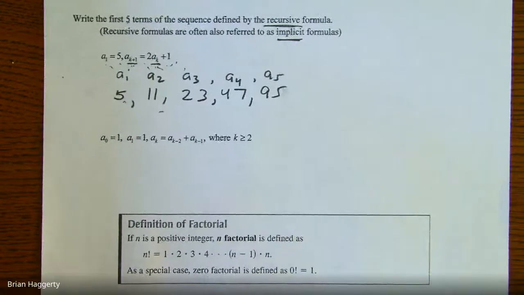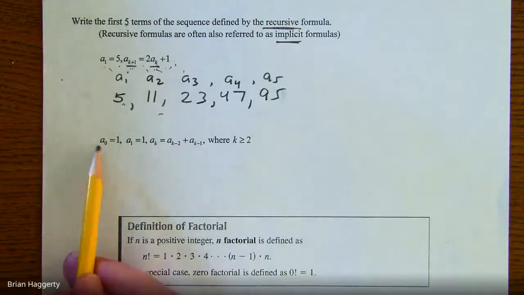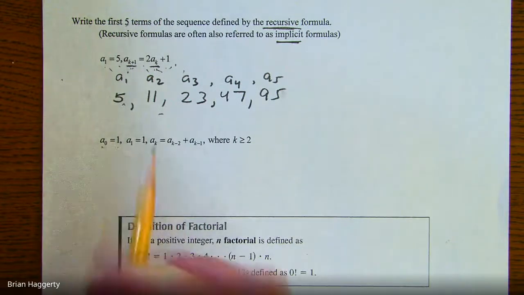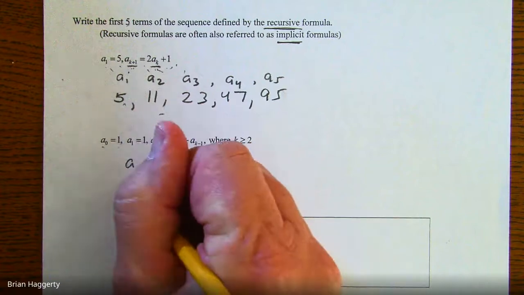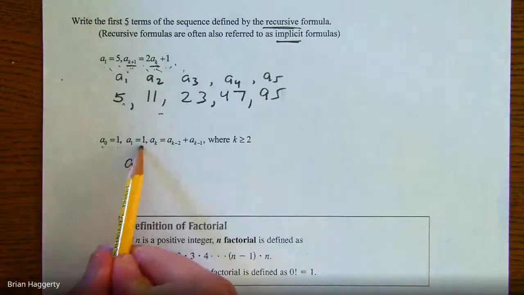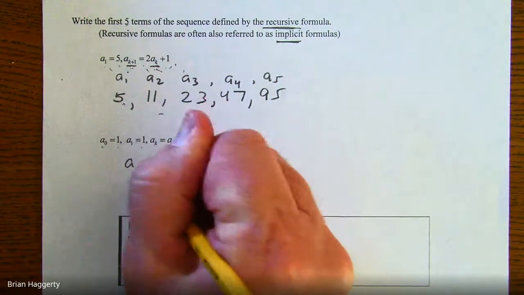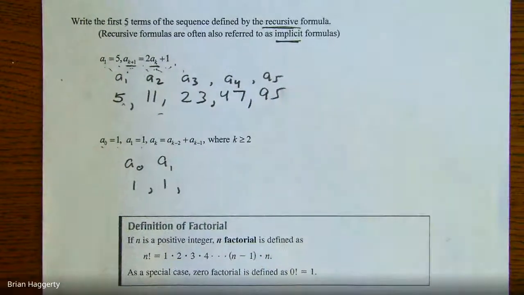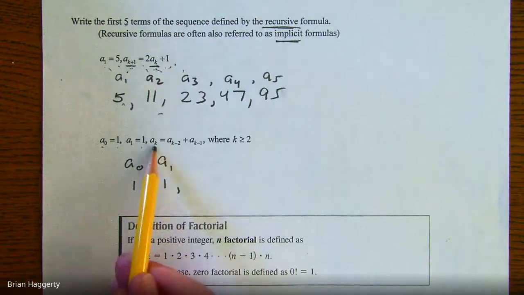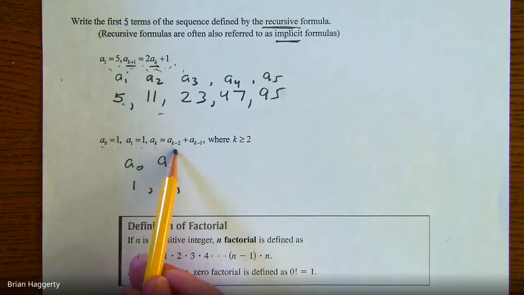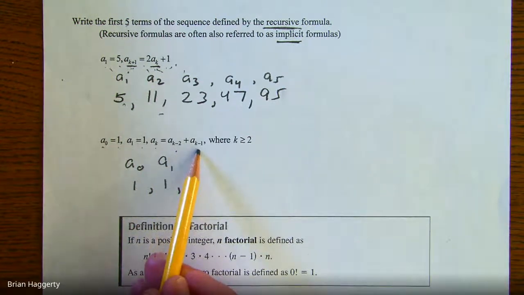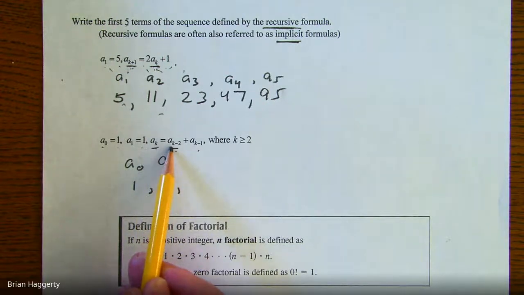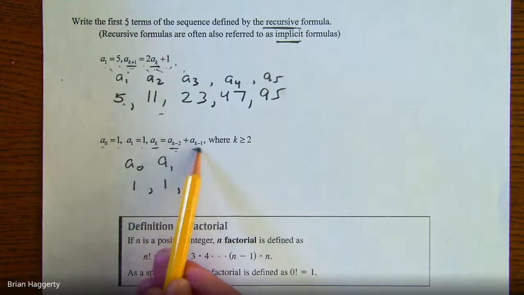All right. Next one here. So we've got an a sub 0. Here we're starting with an a sub 0 instead of an a sub 1, and it is 1. Then the term that follows that is also 1. And then they're giving us this formula: a sub k equals a sub k minus 2 plus a sub k minus 1. So if this is a sub k, that's 2 terms that came before it. That's 1 term that came before it.